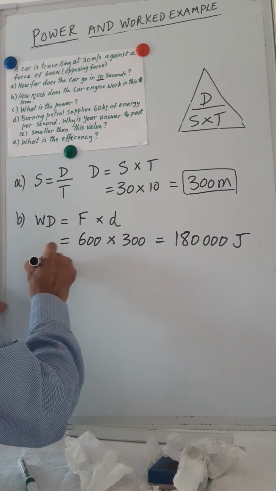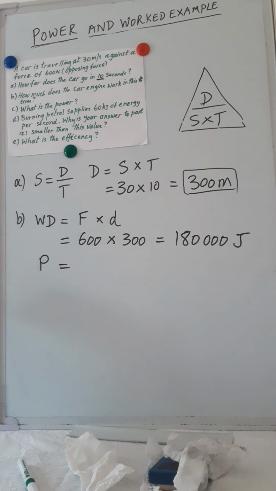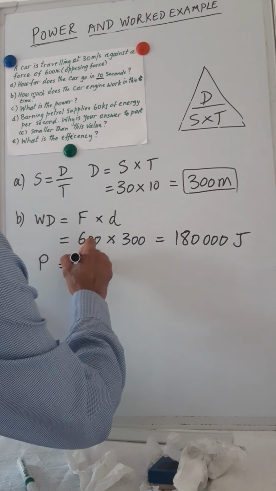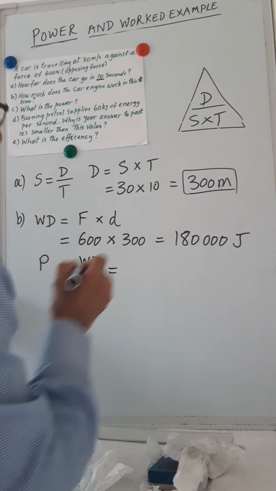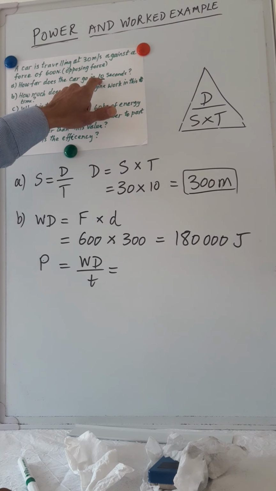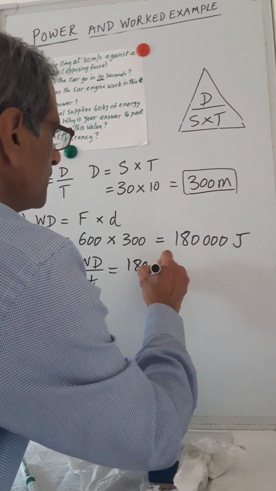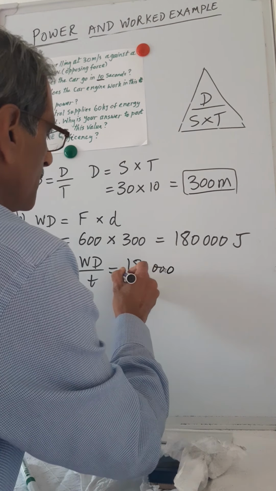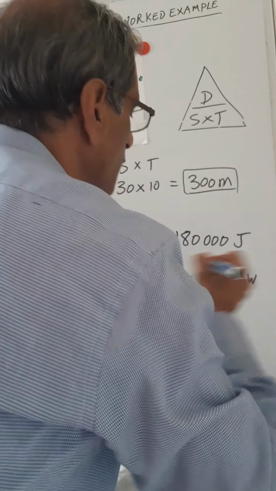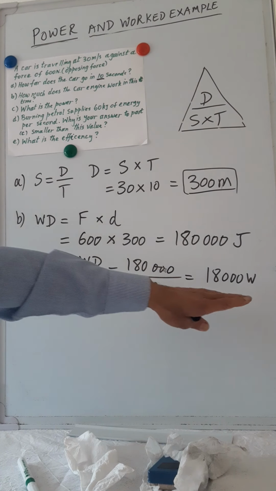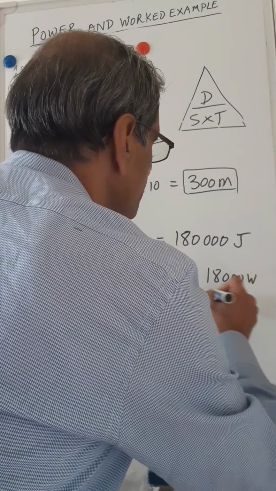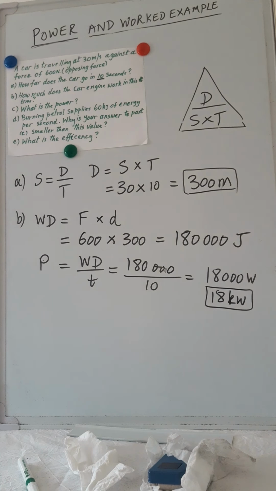And how much power does it develop? Power equals, now remember the formula for power? We've just recently done that. Power is work done divided by the time. So it does work of 180,000 joules and it takes 10 seconds to do that. So that's 180,000 divided by 10, which is 18,000 watts. And if you divide that by 1,000, you can turn that into kilowatts, which is equal to 18 kilowatts. Okay, so the power is 18 kilowatts.